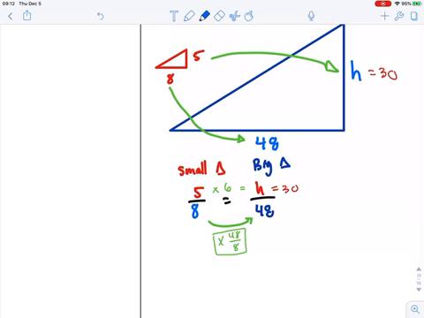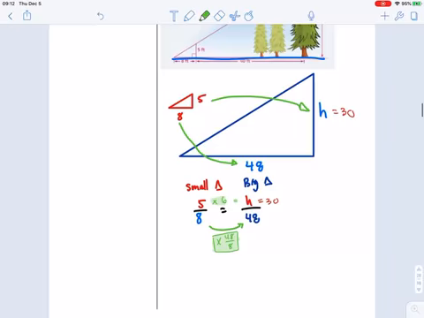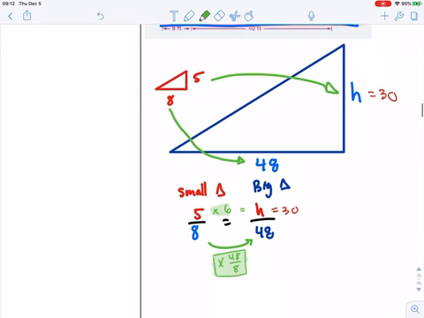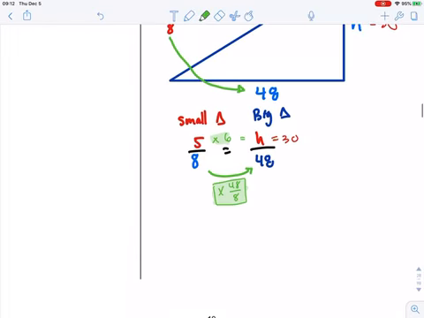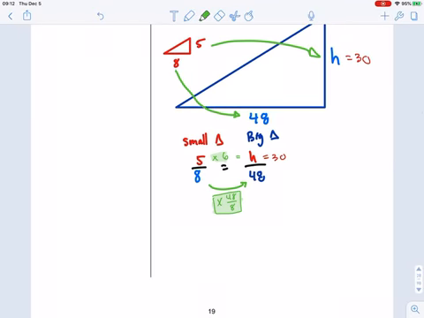Okay, this 6 and this 8 over 48, these are the same. Okay, I just didn't want to do times 48 and divide by 8. I know that 48 divided by 8 is 6. Okay, so that's how scale factor and similarities and proportions are all related. Okay, all right, that ends our lesson.